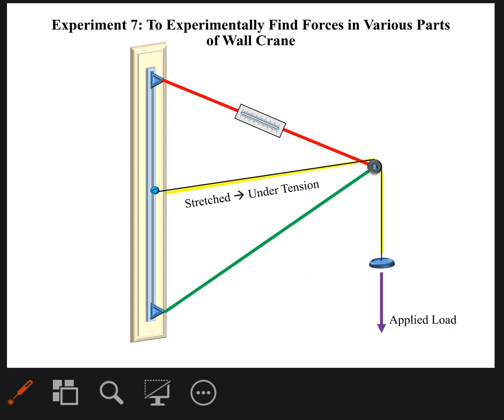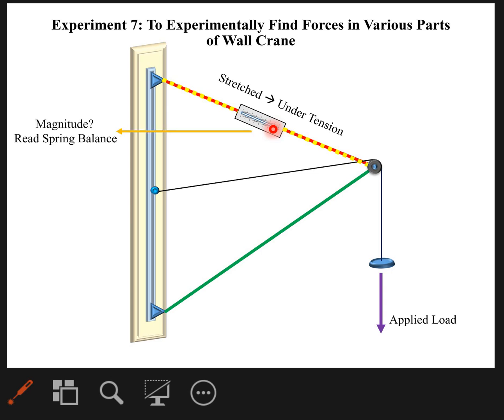On application of load in the hanger, some stretching will be caused in the middle cable, and this is the tensile force in this cable, which is equal in magnitude but opposite in direction to the applied force. Similarly, some tension will also be experienced in the upper cable due to stretching, and you can read the magnitude from reading the spring balance.